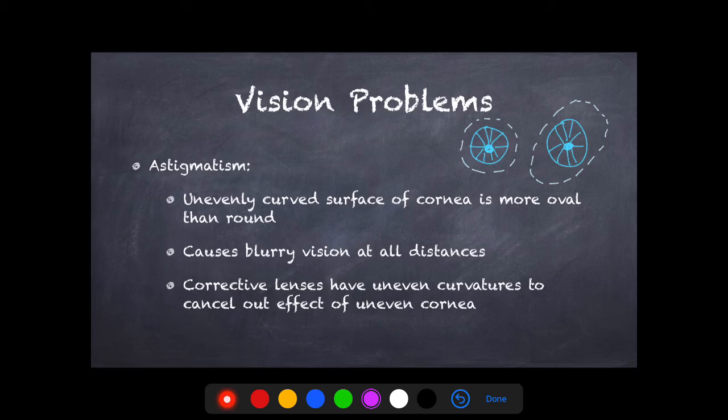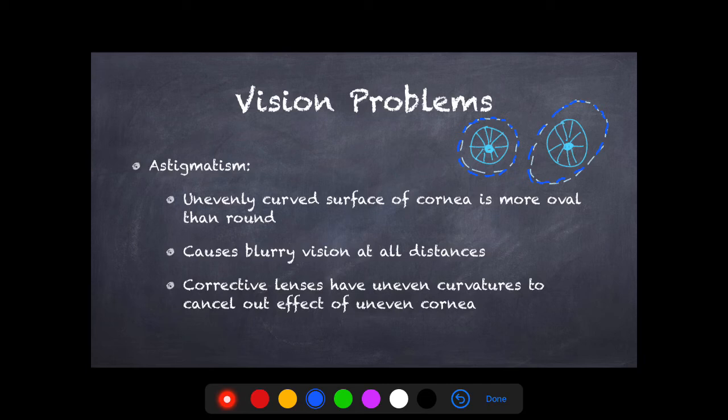Okay, so we're going to talk about some vision problems. Astigmatism: you've probably heard it when you went to an eye doctor, and they said, oh, you have some astigmatism in your eye. Basically what they're saying is that the way your cornea is shaped is uneven. Usually, if you look at my diagram here, if this is your eyeball, this is your cornea, okay? Usually it will be in a nice circular shape, but sometimes when you have astigmatism, it's going to be in this weird oval shape, okay?